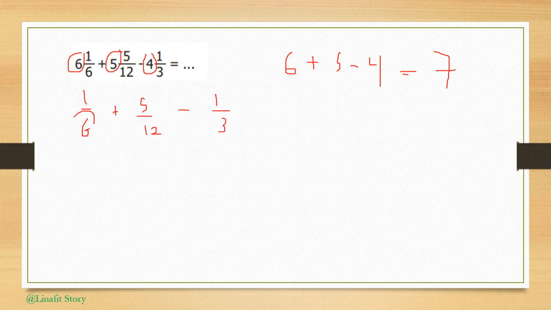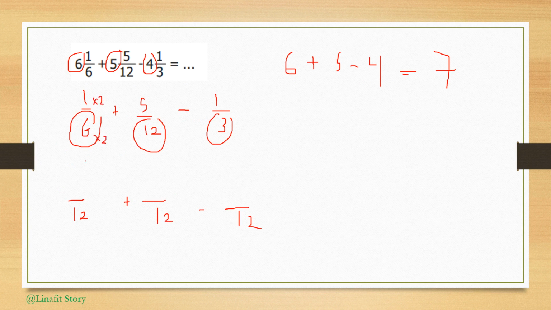So you have to find the common factor between 6, 12, and 3. So we'll make it into out of 12. So 6 times 2, do the same to the top number, so 1 times 2 equals 2. This is 12 times 1, and then 3 times 4.